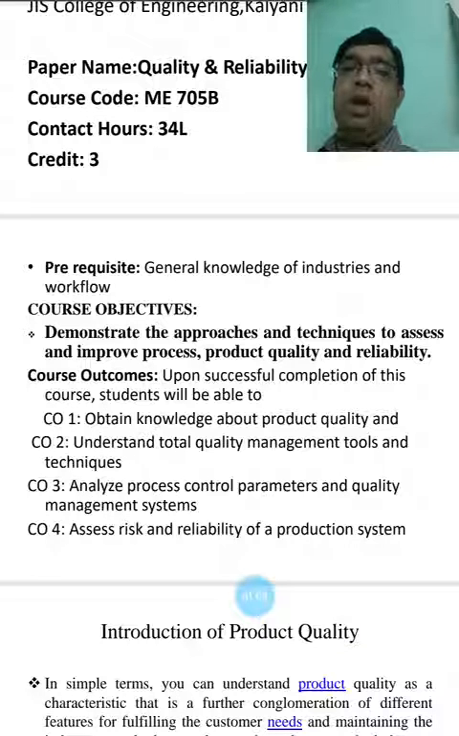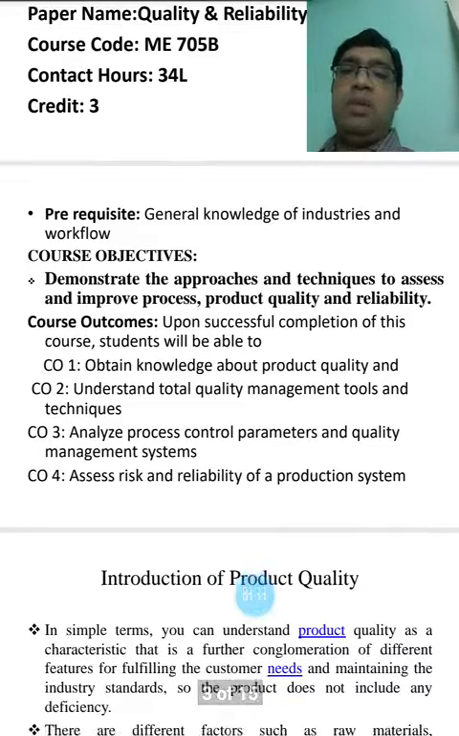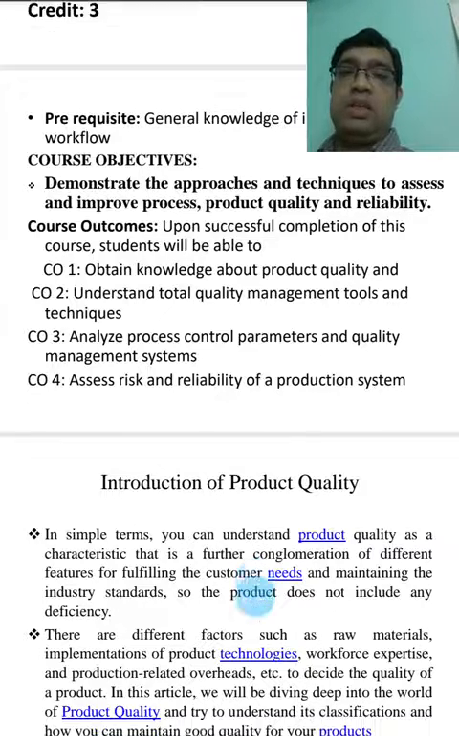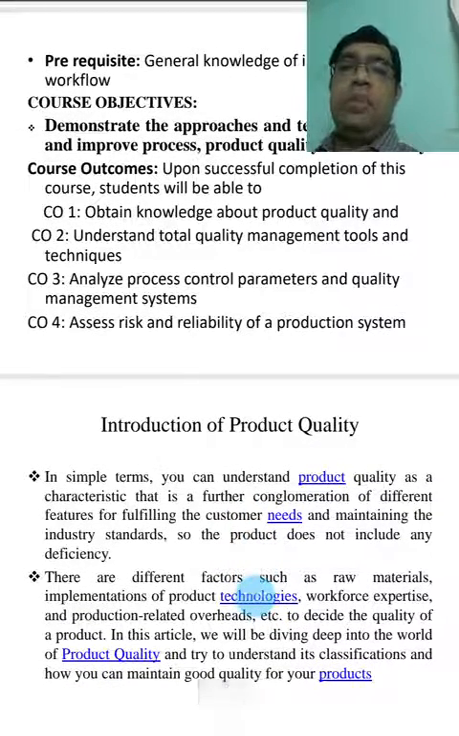The course outcome is that upon successful completion of this course, students will be able to obtain knowledge about product quality, understand total quality management tools and techniques, analyze process control parameters and quality management systems, assess risk and reliability of production systems, and understand the introduction of product quality and reliability in quality and reliability engineering.